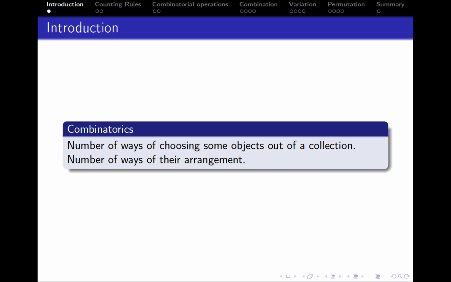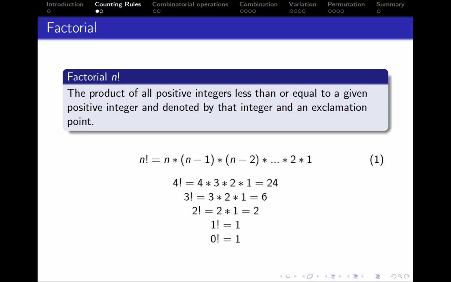So combinatorics is the number of ways of choosing some objects out of a collection, or in other words we can say that this is the number of ways of their arrangement. Before we proceed to any rules or operations related to combinatorics, I would like to focus on two counting rules that you need to be familiar with in order to be able to apply the formulas for combinatorics.